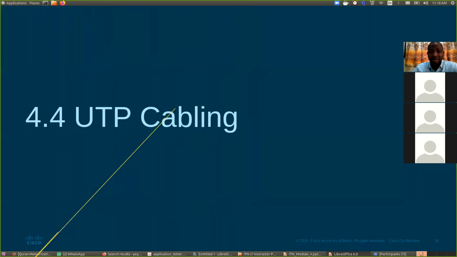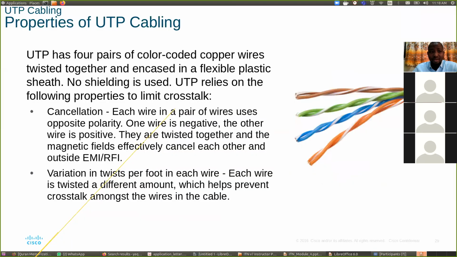So, the unshielded twisted pair cabling. This is an example of the properties. This is the unshielded twisted pair cable. You can see, we'll talk about color coding. Each pair is twisted, like I told you, to avoid crosstalk. UTP relies on the following properties to limit crosstalk. Cancellation: each wire in a pair of wires uses opposite polarity, one wire negative, the other wire positive.